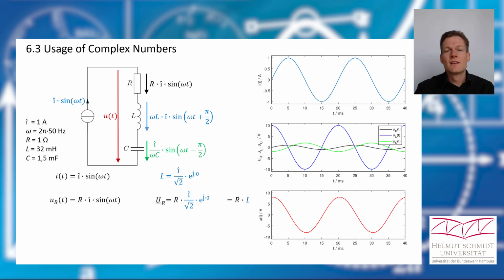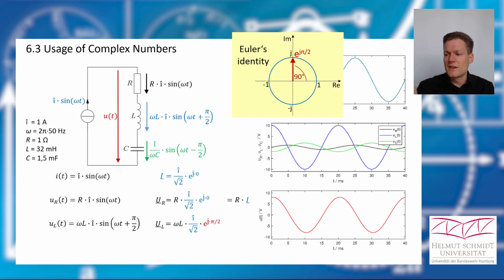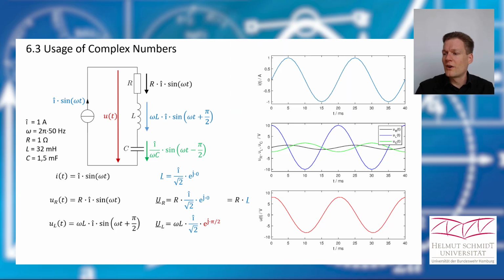More interesting is the voltage drop at the inductor. Here we have this phase shift of pi half or 90 degrees in it. And therefore we can express it like this. Omega L stays the same. Then we take the amplitude of the current and divide it by the square root of 2. And then we use Euler's identity to express this phase shift of 90 degrees. So we just multiply this with e to the power of j times pi half. And what is this? Euler's identity when we have a phase angle of 90 degrees. It's on the imaginary axis, so this would just be j. So we can write it like this.